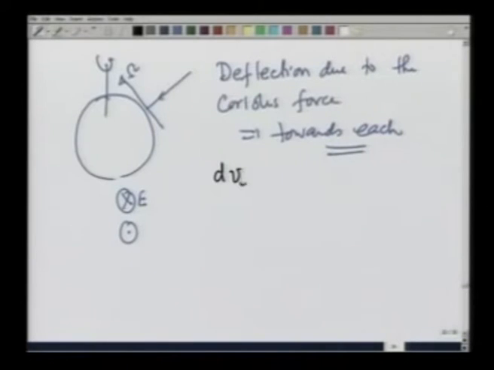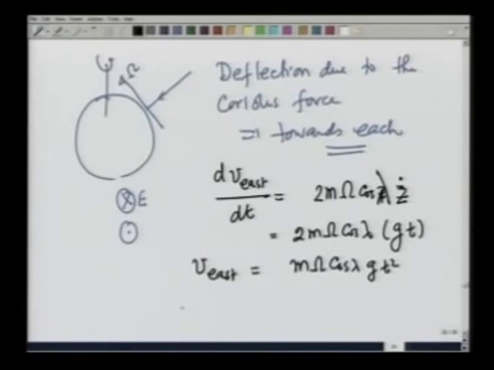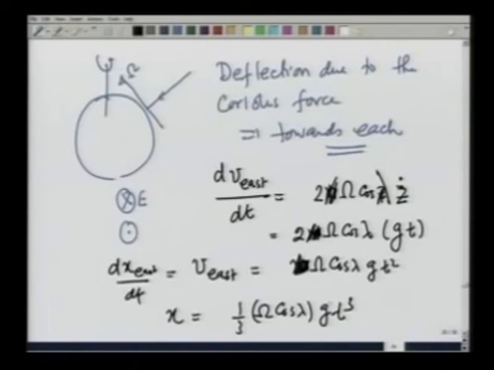We have d v towards east divided by dt is equal to 2 omega cosine lambda z dot. Z dot is the velocity, and to first approximation z dot is nothing but g t. Integrating this, we get v east equal to omega cosine lambda g t squared, and therefore this is nothing but d x towards east divided by dt. X comes out to be 1/3 omega cosine lambda g t cubed. Oh, sorry, this m is not going to be there because now we are concerned only with the acceleration. So a particle dropped from a height tends to deflect towards east in the northern hemisphere.